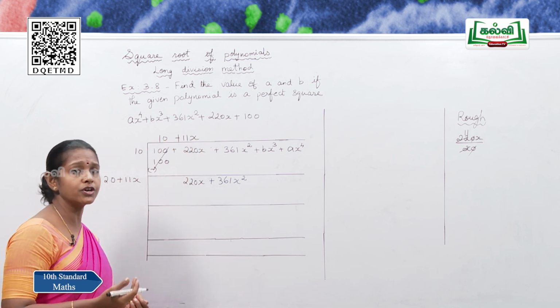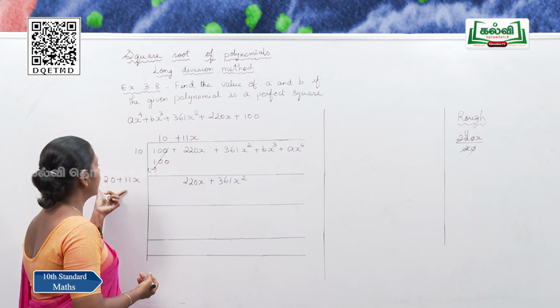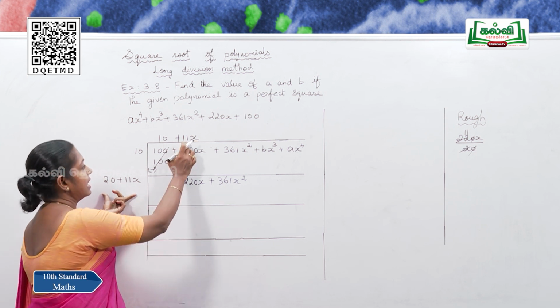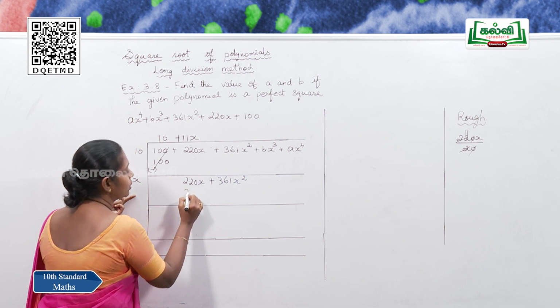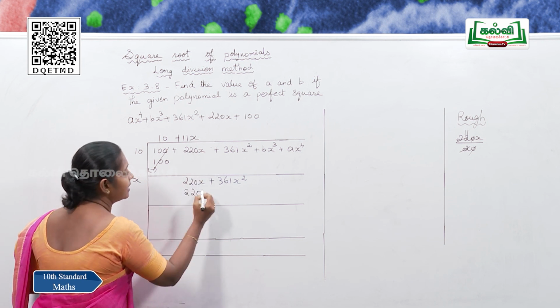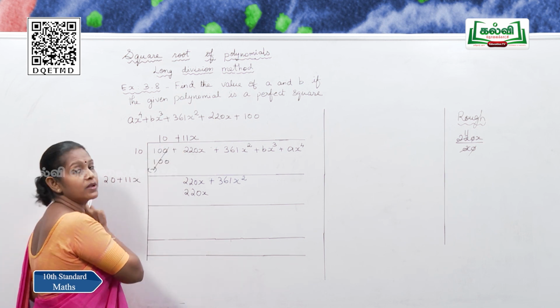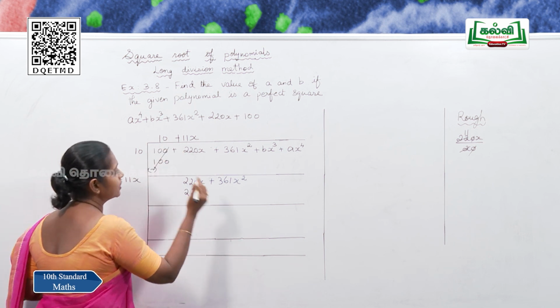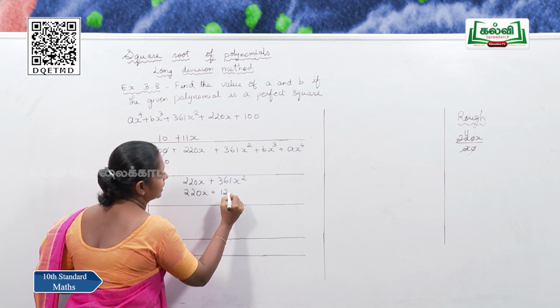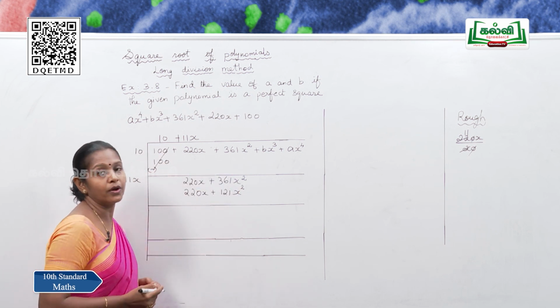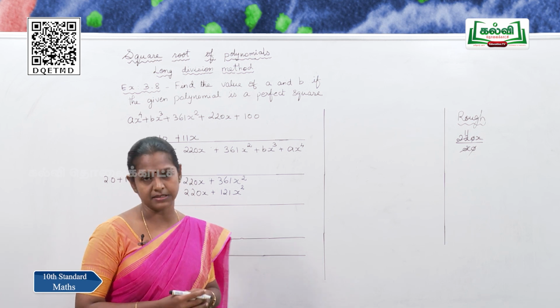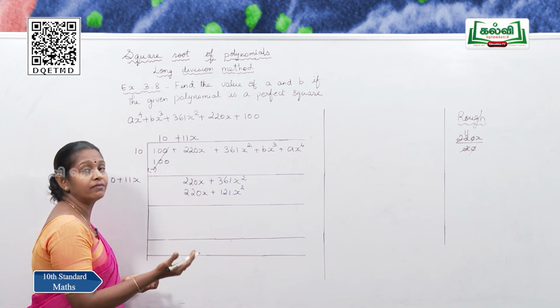Then what should I do? This 11x should be multiplied by these two terms. 11 into 20 is nothing but 220, and x is there. And 11 into 11, and see the sign also. Plus into plus, plus. 11 into 11, 121x squared. Are you clear about it? Yes, correct. Next, what should I do? I have to subtract it.